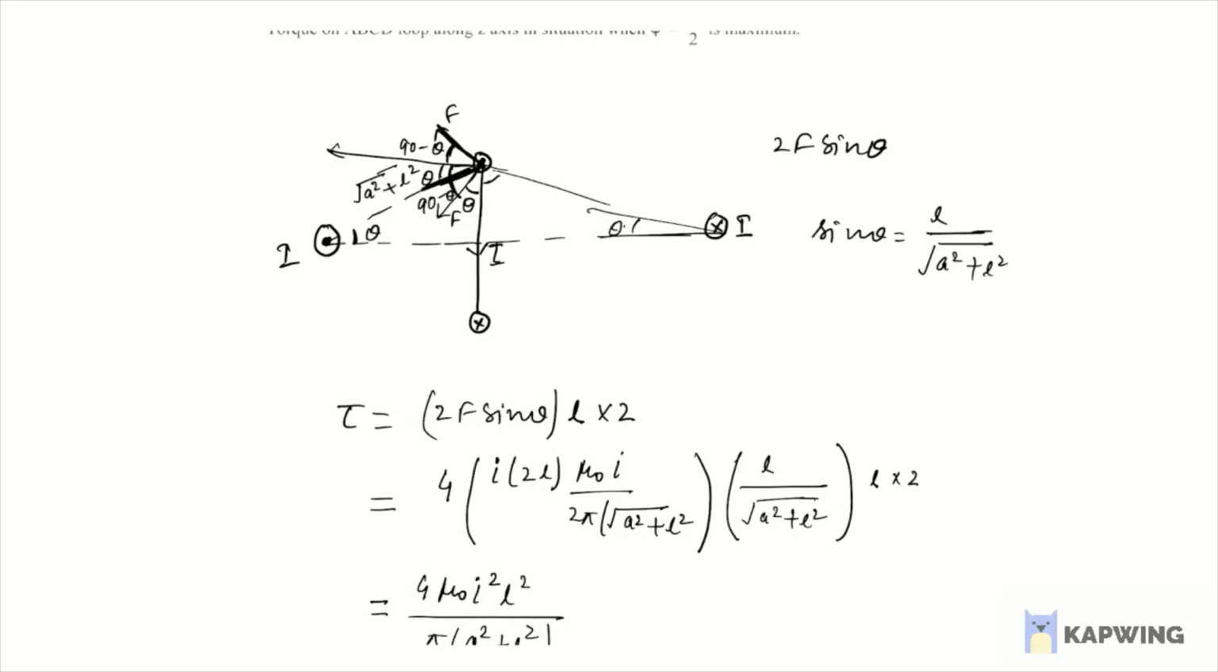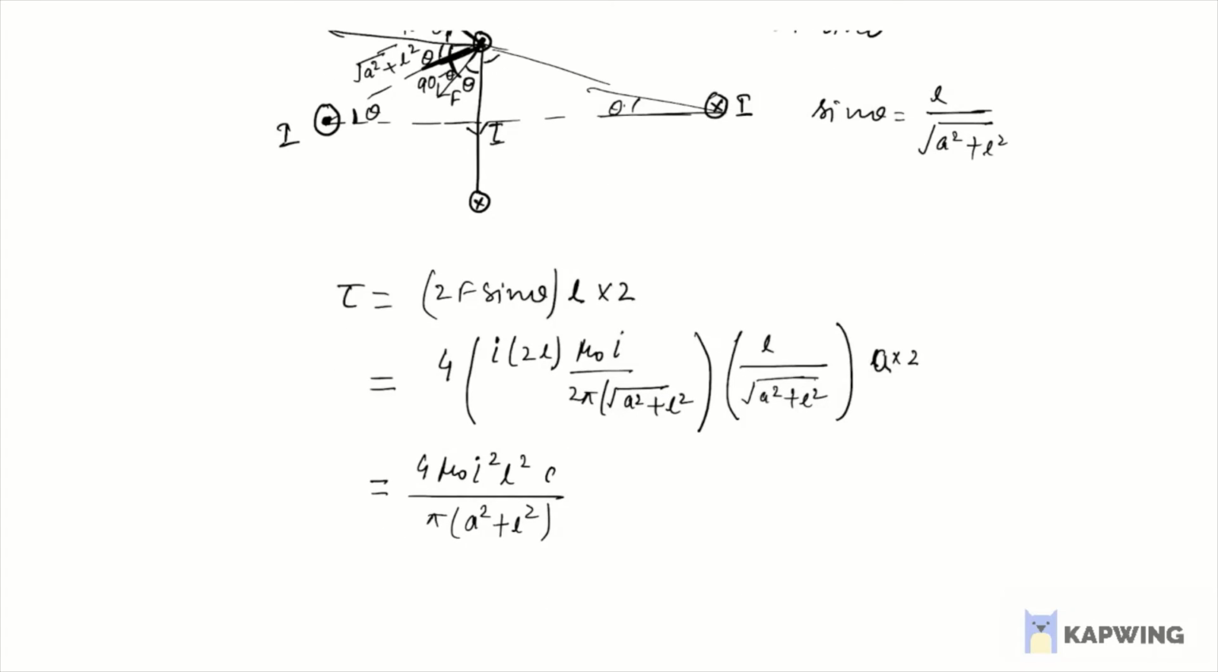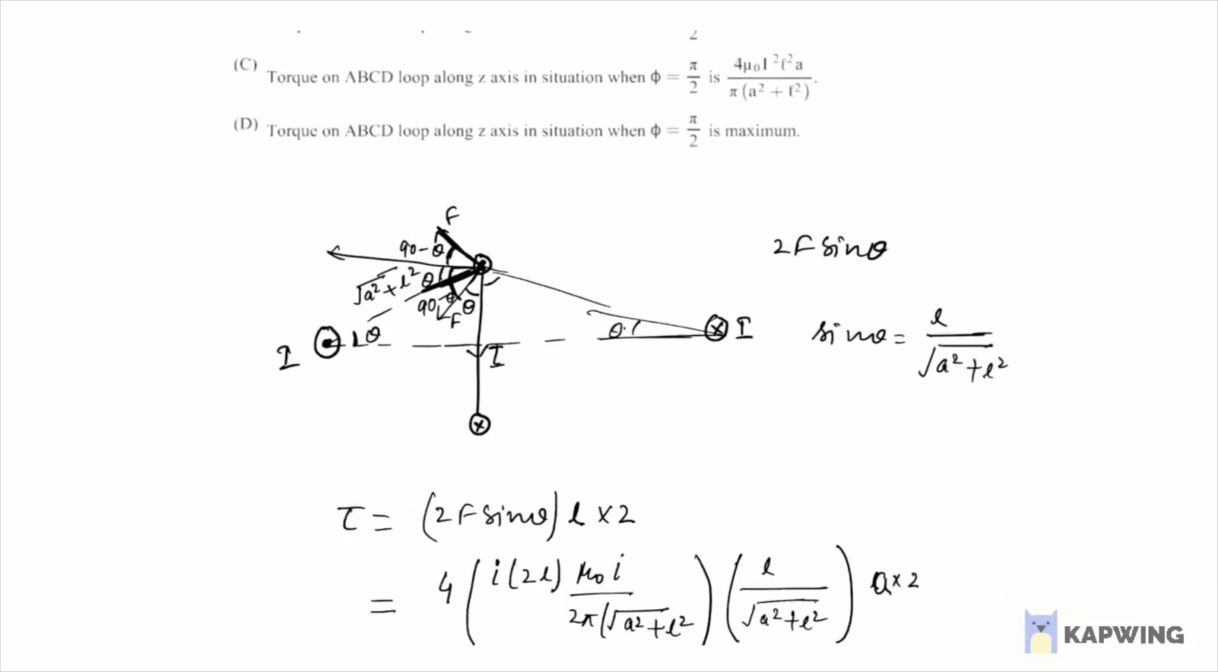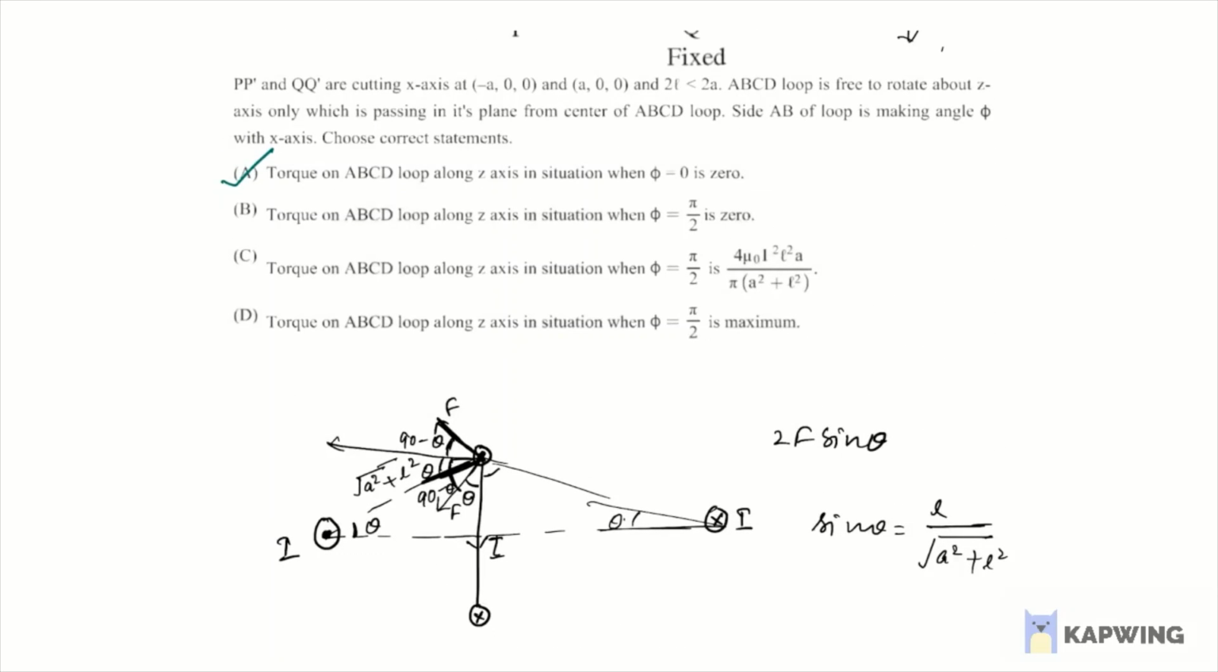Sorry, we are talking about the torque, so it is at distance, the perpendicular distance must be a. Next, this is a, and we forgot one L, we have written one L, so L cube we have to take, but the distance is a. So this is the net torque, which is given in option C. So option C is also correct.